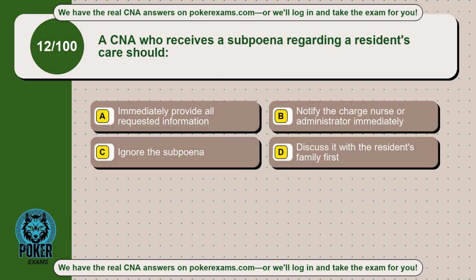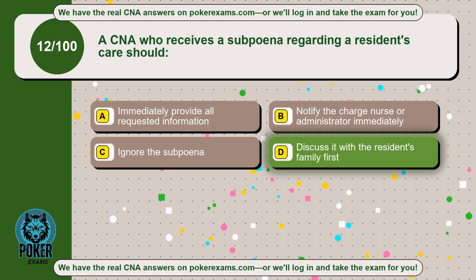Question 12. A CNA who receives a subpoena regarding a resident's care should: Option A, immediately provide all requested information. Option B, notify the charge nurse or administrator immediately. Option C, ignore the subpoena. Option D, discuss it with the resident's family first.